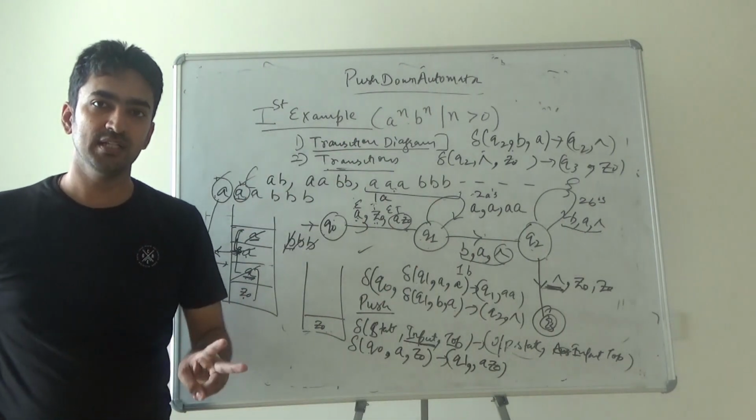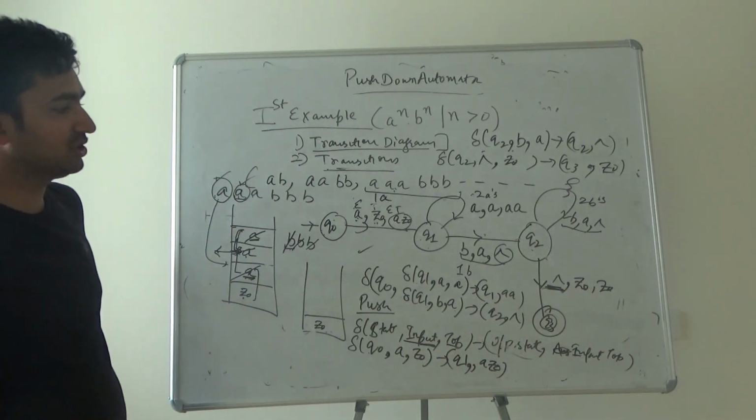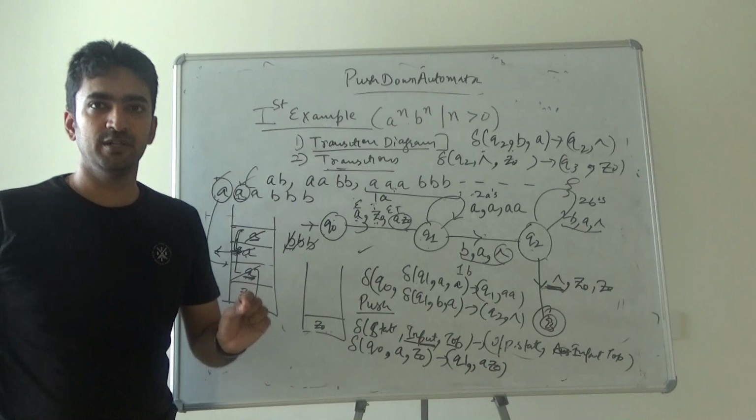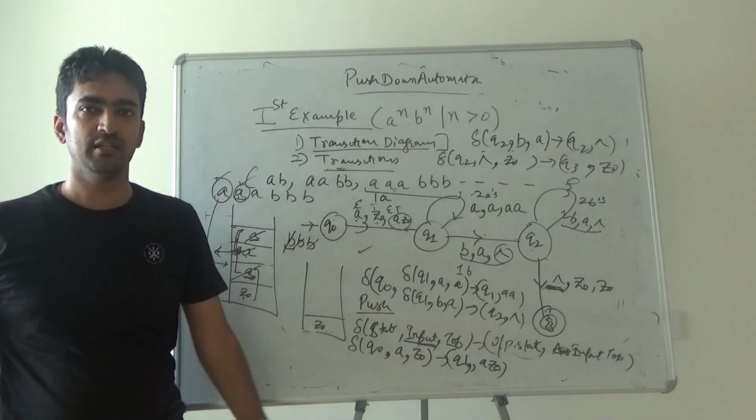So I have explained two ways in which the transitions are written. So this is how the question can be done. In my next video I will tell you another way of doing this and you can write it accordingly. Thank you very much.